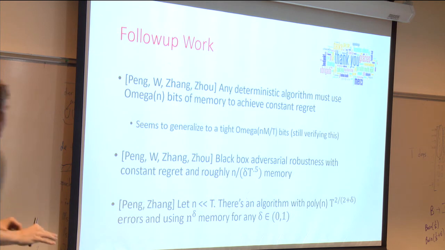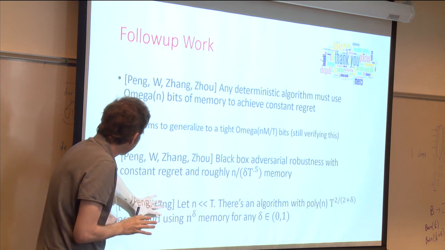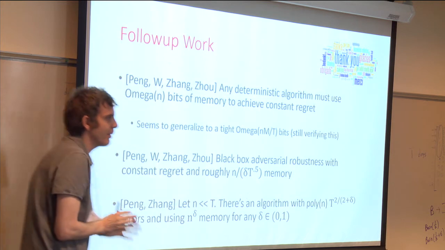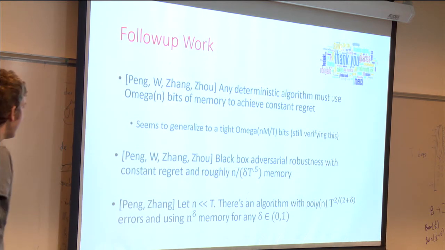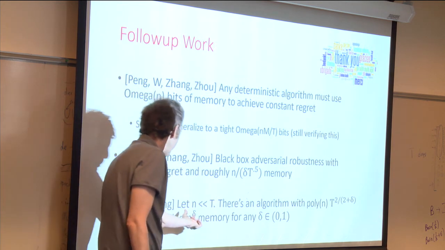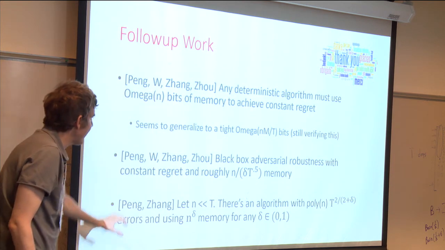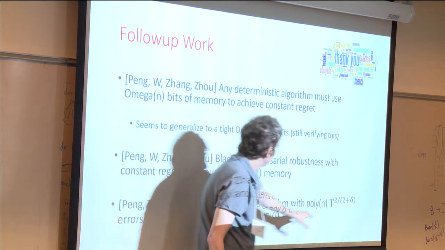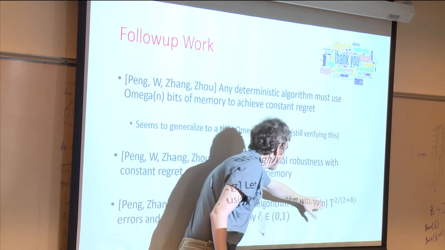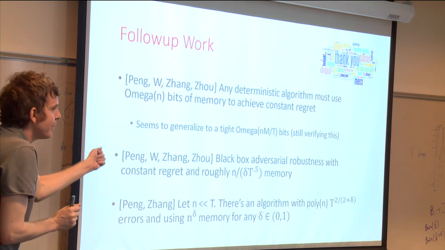But I can answer questions on that if you have any. And finally, in very interesting follow-up work of Peng and Zhang, they consider the case where the number n of experts is much less than the number of days. And so now they're allowing, so they want memory which is sublinear in n again. They get n to the delta memory where the number of errors they get is t to the 2 over 2 plus delta, up to poly n factors.